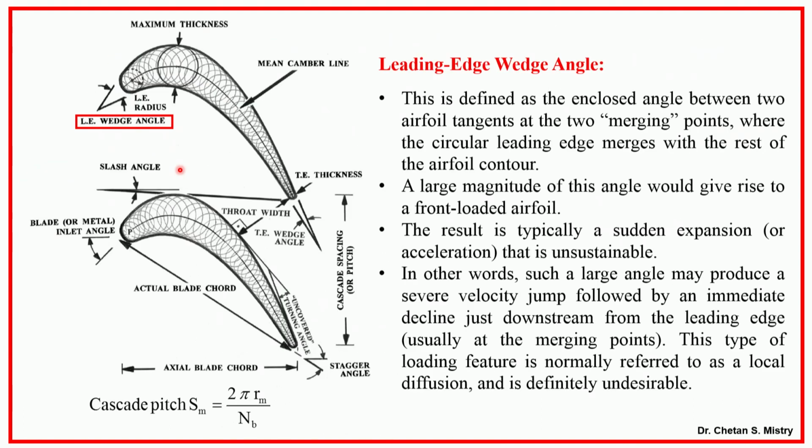Now, let us try to understand the terminology, because this is very important for understanding the aerodynamics. This particular region is known as the wedge angle. The wedge angle is formed when I draw tangents at the leading edge from my suction surface and pressure surface. If you consider a larger wedge angle, what will happen in terms of flow physics? The flow acceleration will be greater.